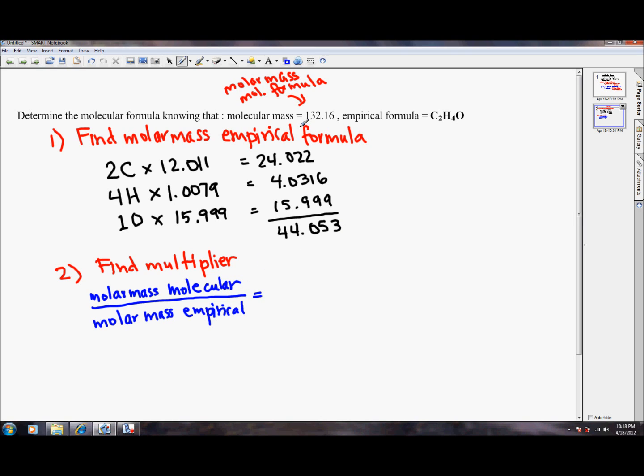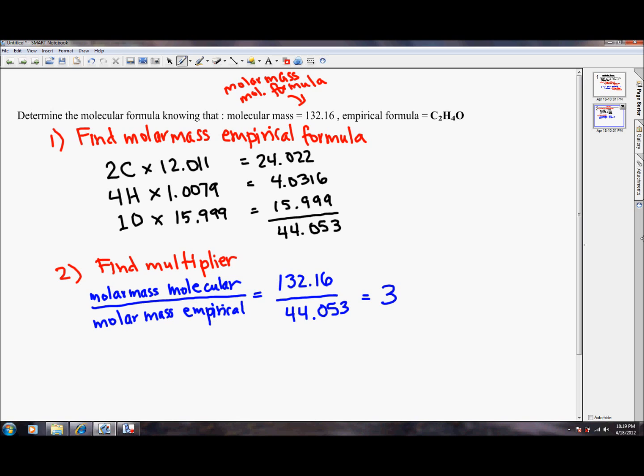You have to be given the molar mass of the molecular formula. Here it is in the problem, 132.16, over the molar mass of the empirical formula. That's the work we did right here. So now we're just going to do a little division. We're going to poke those into our calculator. 132.16 divided by 44.053. That's 3.